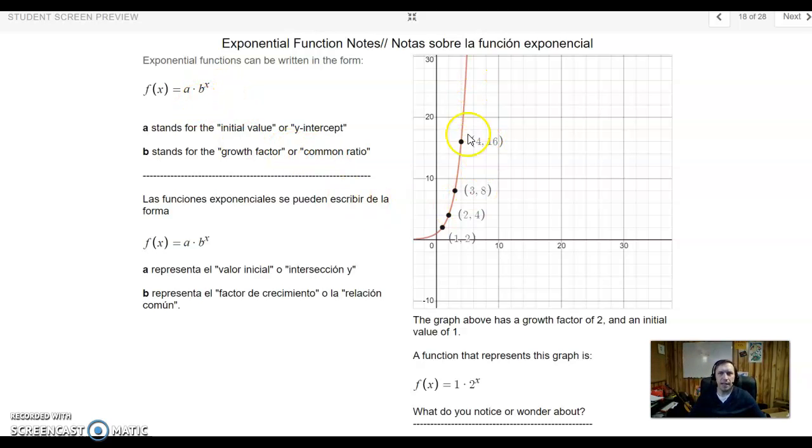And so if I'm looking at this graph right here, notice I am crossing the y-axis right here at 0, 1. And so my initial value is y equals 1, right? My a value is 1. And then look what's happening. If I plug in a 1, I get a 2. If I plug in a 2, I get a 4. Input of 3, I get an output of 8. Input of 4, I get an output of 16.